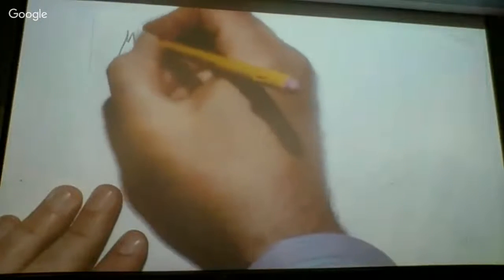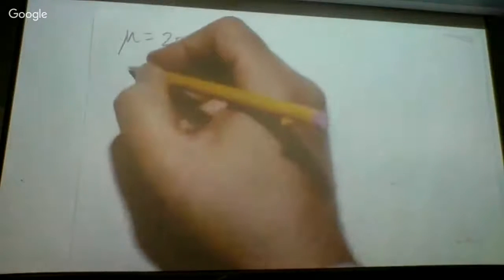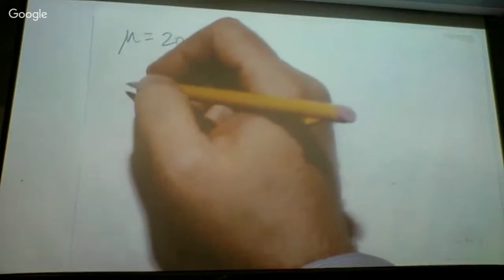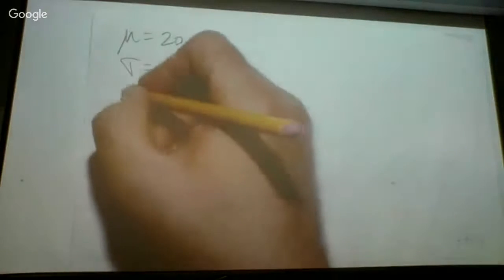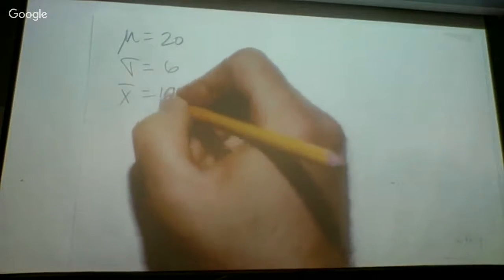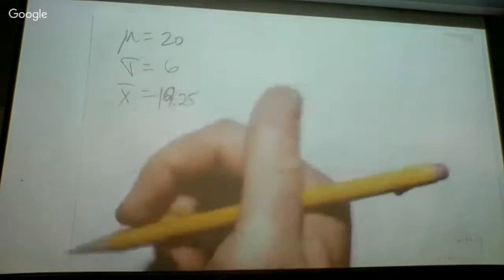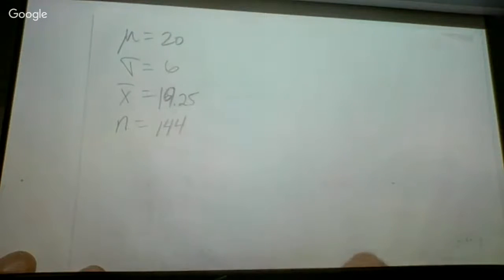We know that the population mean is you should be studying 20 hours a night. I don't know, 20 hours a week? 20 hours a week seems low. 20 hours a week seems right. With a standard deviation of 6. Our sample mean is 19.25. And our sample size is a nice round 144.